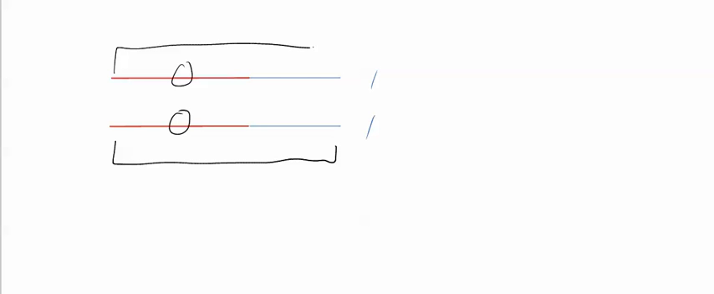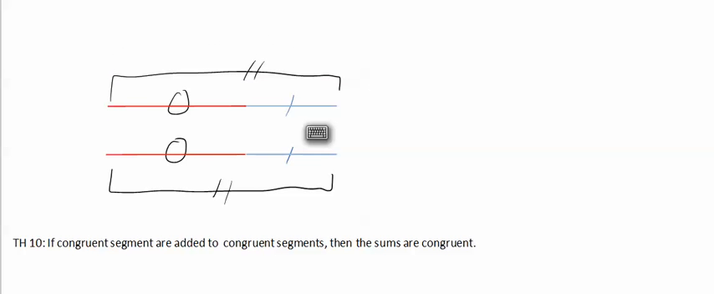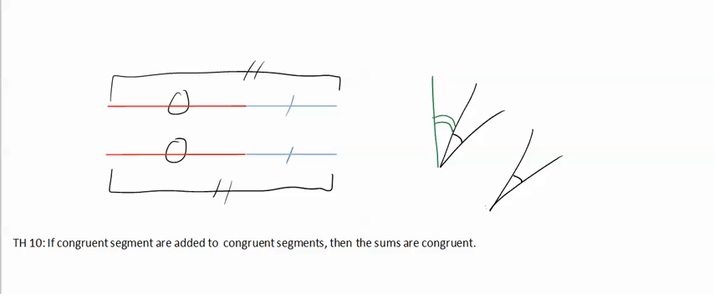Similar to the first two theorems we just saw, if we have two congruent angles or segments, and we have another two congruent segments, if we add the one congruent segments to the other, then those sums will then be congruent. The same can be said with angles. If I have two congruent angles, which are added to two different congruent angles, their sums will also be congruent.